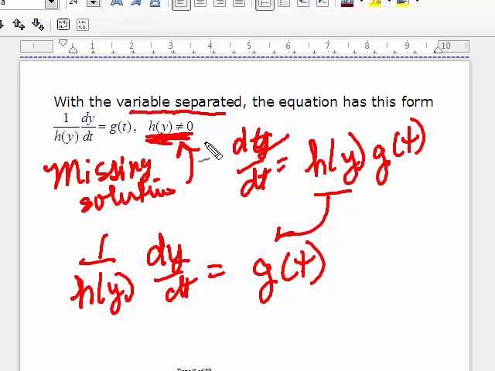If you include that exactly, you can then go back and look at the importance of h of y being 0 and see how that is part of the solution set for this differential equation.